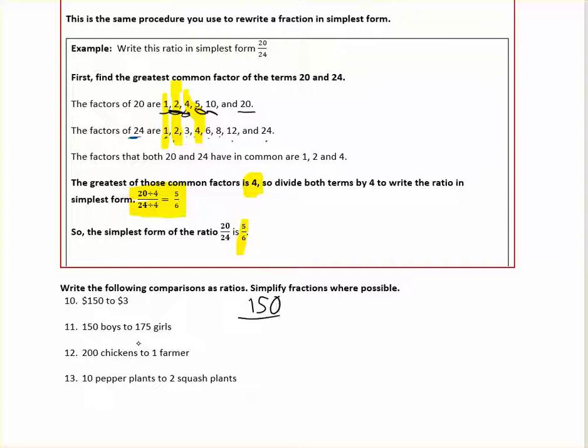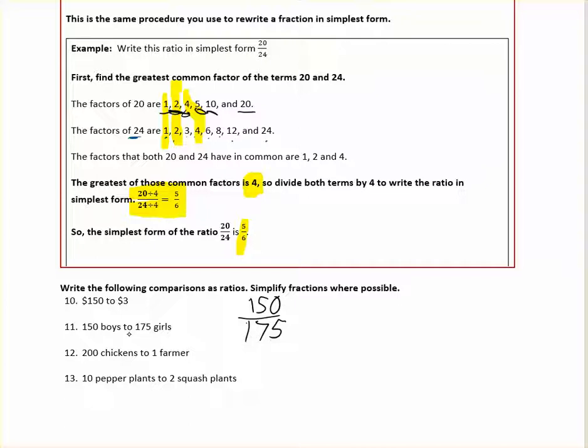150 boys to 175 girls can be written like a fraction by putting the one number on top of the other one. Now we need to find the greatest common factor. There's pretty big numbers here, so I don't really want to list all of them. So I might use something called divisibility rules, and notice that a 5 would go into both of these.